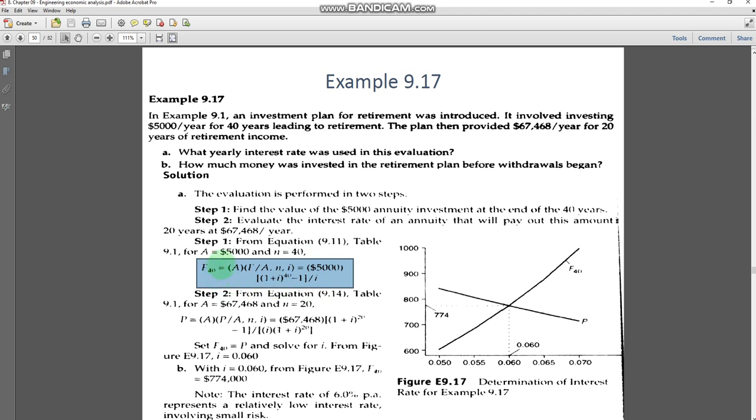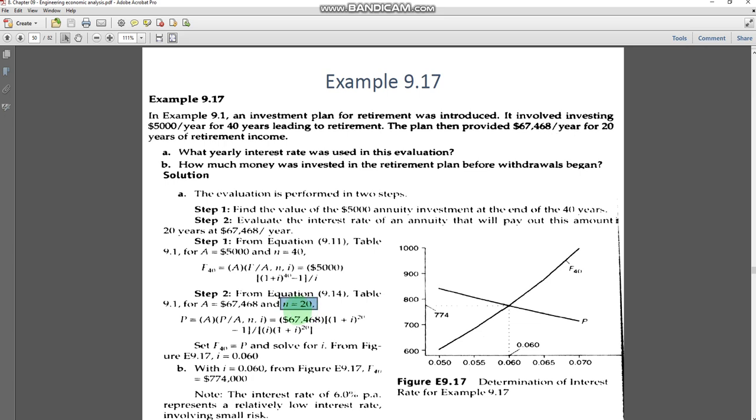Now once you have part 1, and we have seen what the final value after 40 years should be, we can also use another equation. If you see the question statement, the plan then provided $67,468 per year for 20 years. So this is the amount that we have in the form of an annuity for the next 20 years. We can take this as the second part of the question, where the annuity given here is $67,468 and the number of years is equal to 20.